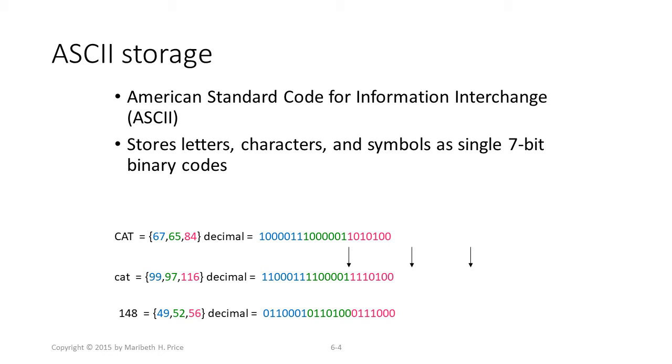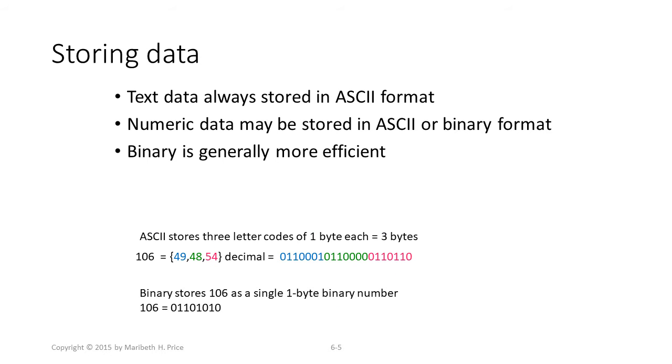ASCII is another file type that we come across pretty often. The American Standard Code for Information Interchange, or ASCII. It stores letters, characters, and symbols as 7-digit binary codes. And from that, it allows you to store complicated data sets like large rasters as simple, basic text. So text data is always stored as ASCII. Numerical data could be stored in ASCII or binary. Binaries are generally more efficient than ASCII.